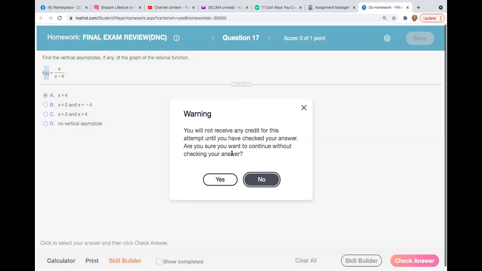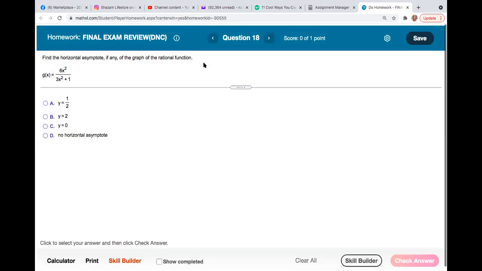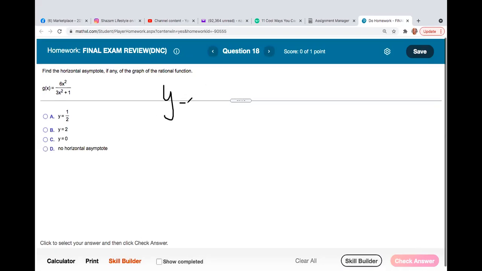Next one, everybody. On this one right here, they want us to find the horizontal asymptote. Okay, your turn, guys. What's the horizontal asymptote? Anybody? Y equals, oh, just tell me which letter. I forgot this is multiple choice. B. Yes, this one is B.